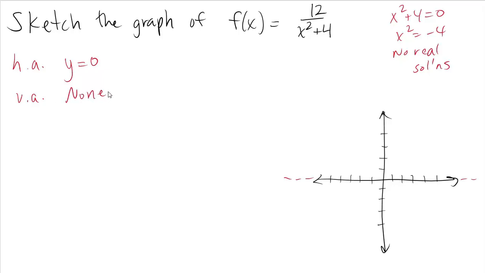With no vertical asymptotes, this graph's going to look a little bit different, and we're probably going to have to spend time plotting points because that's the only way we're going to get information.